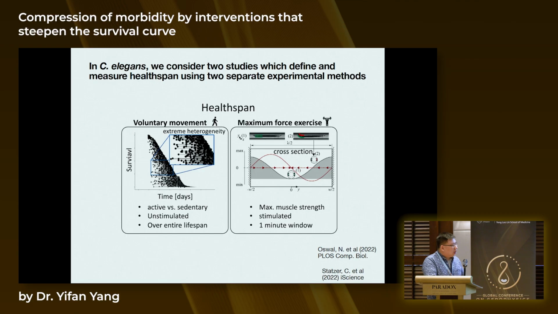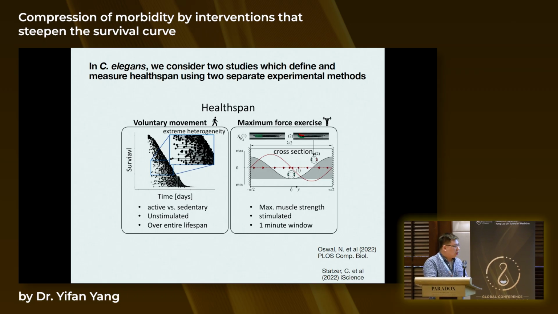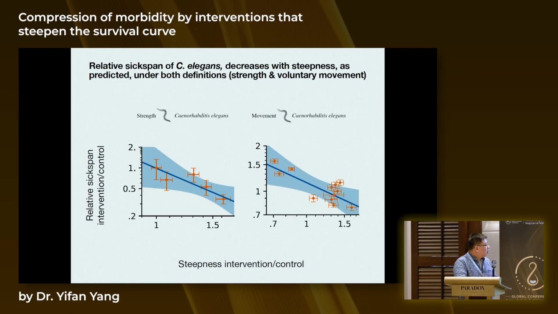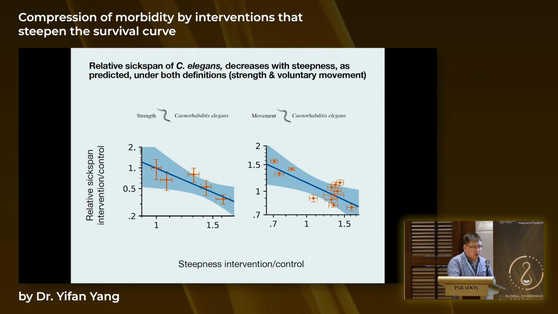And lastly, we consider C. elegans, where we consider two separate studies where they define sixspan differently. The more common definition is by voluntary movement. If the worms stop moving, they consider them to be sick. But this criterion is often debated because whether they are able to move or whether they are willing to move are two different questions. So Statzer and his co-authors developed a microfluidic device where an electric field forces the worms to move and they can measure their maximum muscle strength. And under these two definitions of sixspan, sixspan decreases with steepness as well.